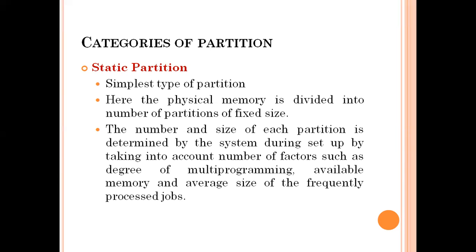So the number of partitions the operating system makes depends on the degree of multi-programming. Degree of multi-programming indicates how many jobs there are. Another factor is available memory. Suppose the available memory is only 2000 bytes. In that case, don't make 10 partitions. And the average size of frequently processed jobs: the operating system takes into consideration what the average size of the job will be when making the partition.